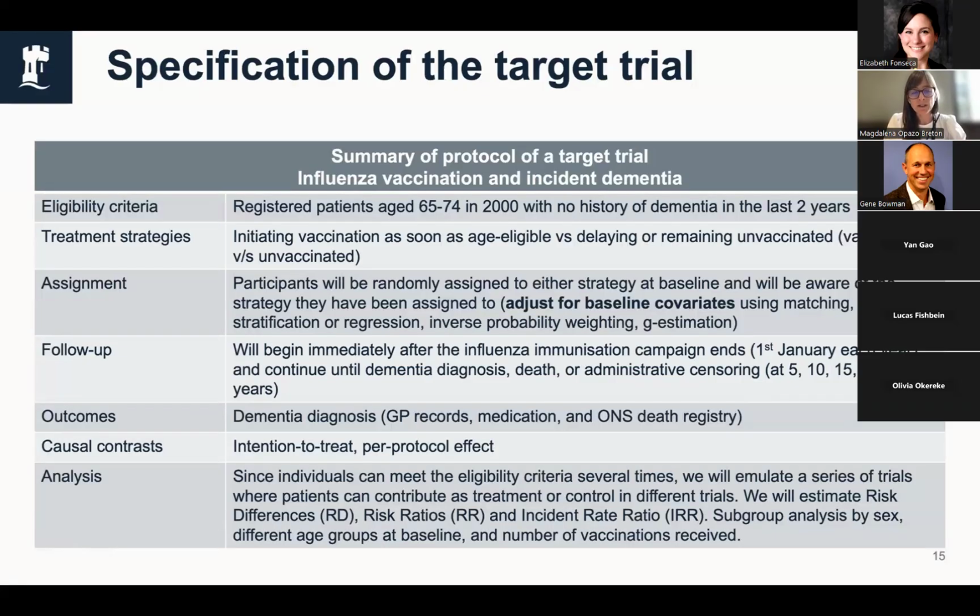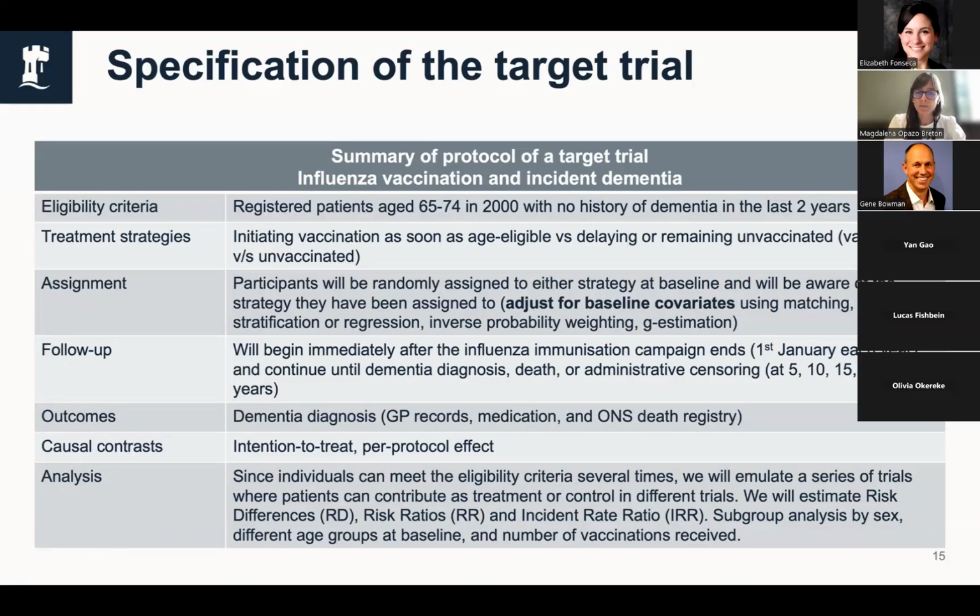The eligibility criteria will be patients registered in the practices that are available through CPRD data that are aged 65 to 74 in year 2000, because we know that people only started vaccination in year 2000 and were not allowed to have vaccination before year 2000 unless they were in a risk group, but then they would not be in my eligibility criteria. I also will exclude people with history of dementia in the last 2 years.